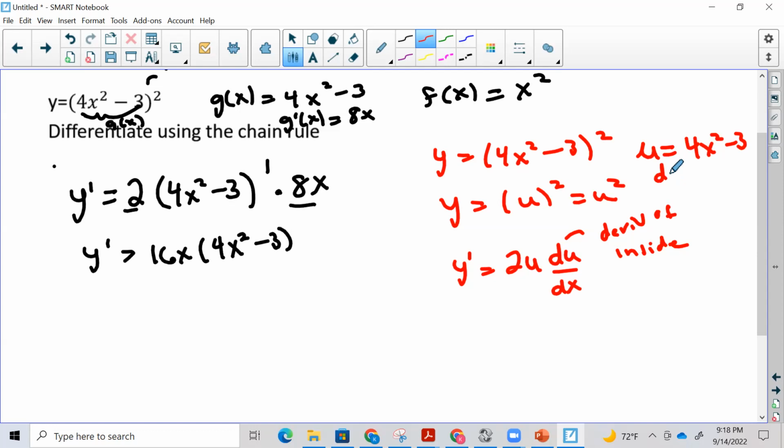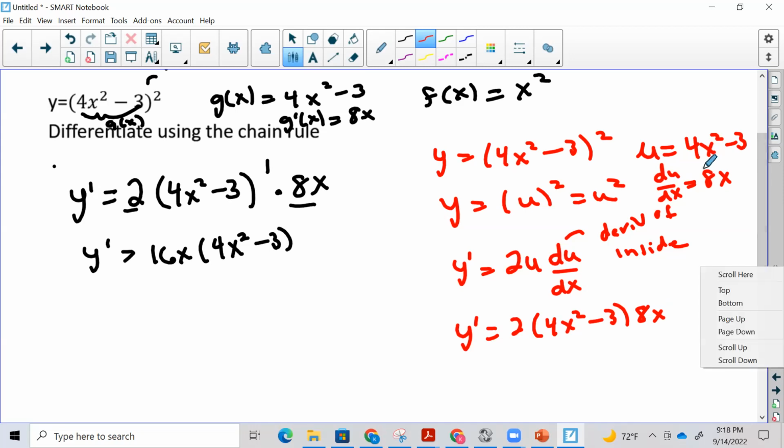So then for du dx, we would take that derivative, which is again 8x, and then it would just be replacing these pieces. So it would be 2 times what our u is, which is 4x squared minus 3, and then our du dx, which is 8x. So that's the other way to think about it. If finding the outside confuses you, you can always let u equal the inside and then do it that way.